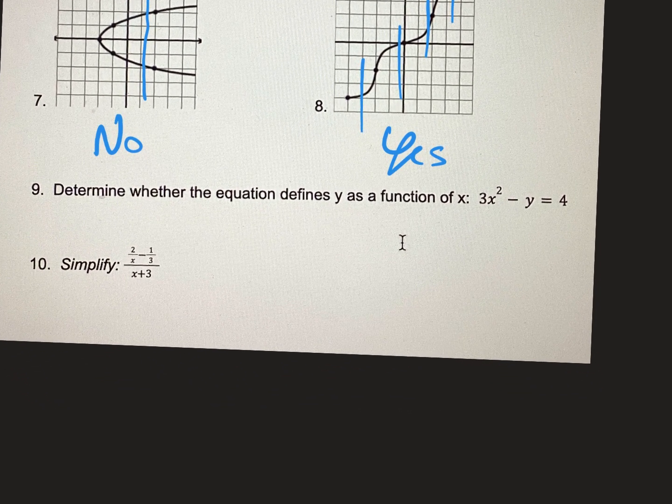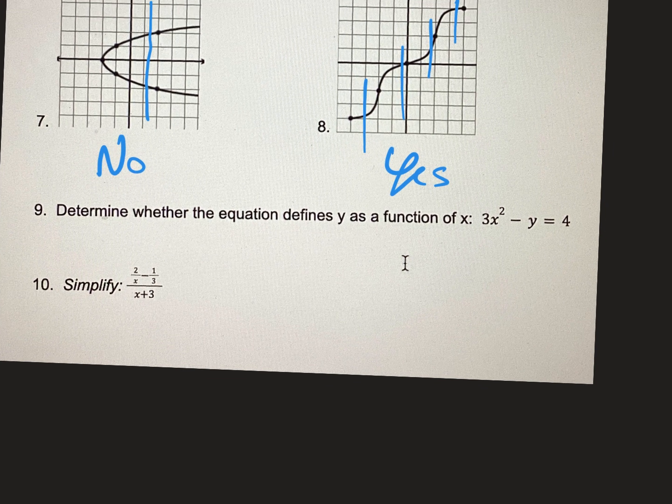Number 9, determine whether the equation defines y as a function of x. And all I'm going to do here is plug in a few x's and see how many y's I get. Let's do this. Another great way to do this, smart thing to do, is get the y isolated. So I'm going to get the y over here. I have 3x squared plus 4. So I would plug in a couple points.